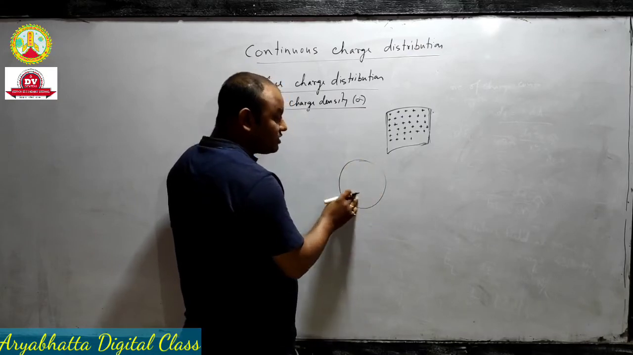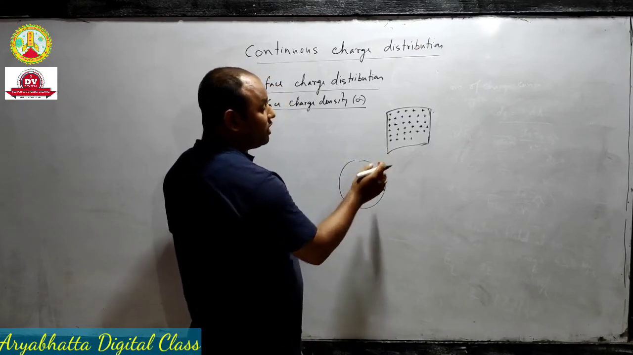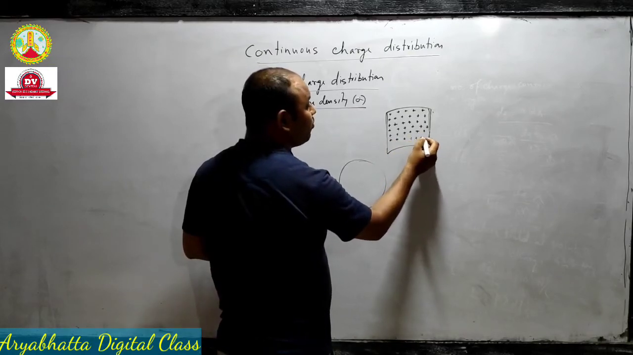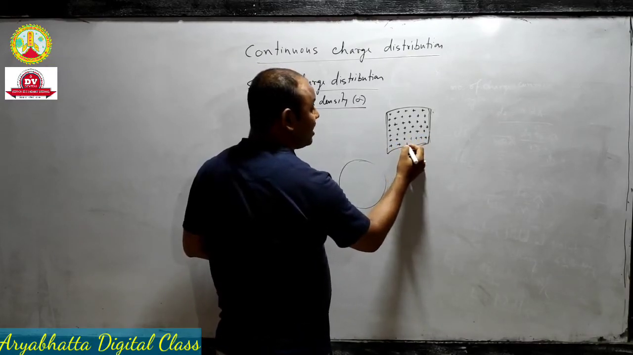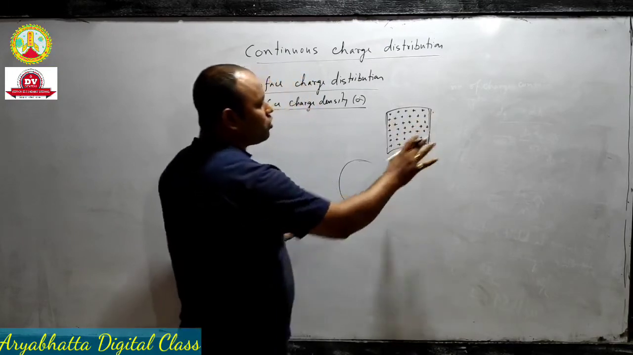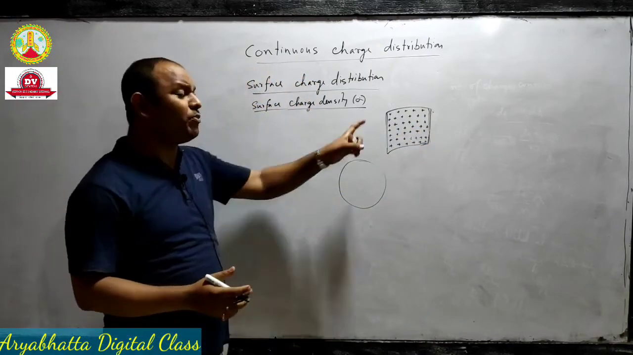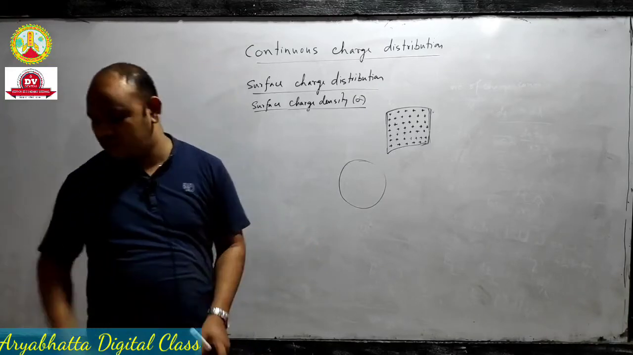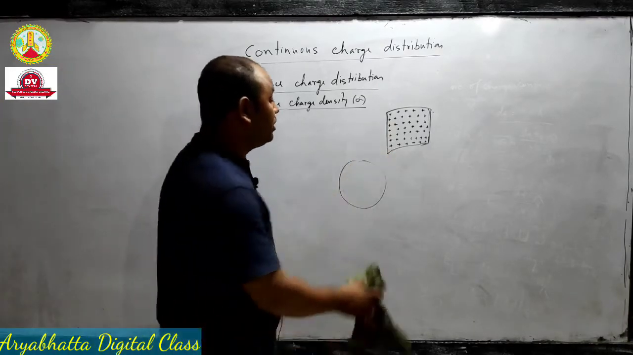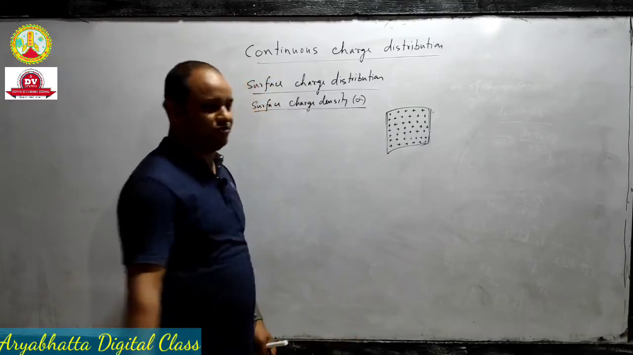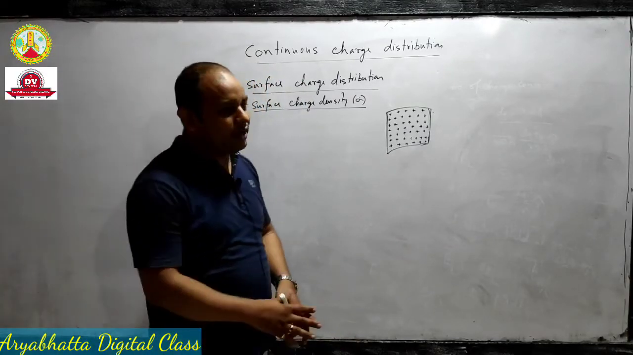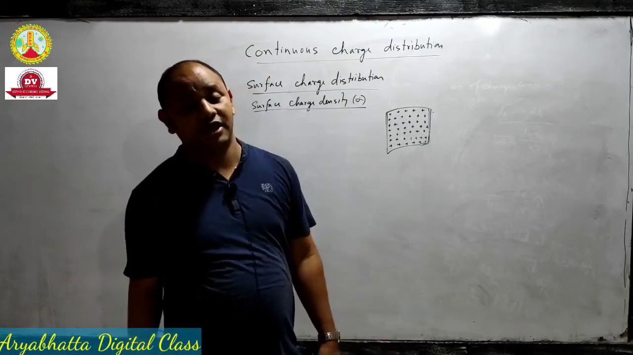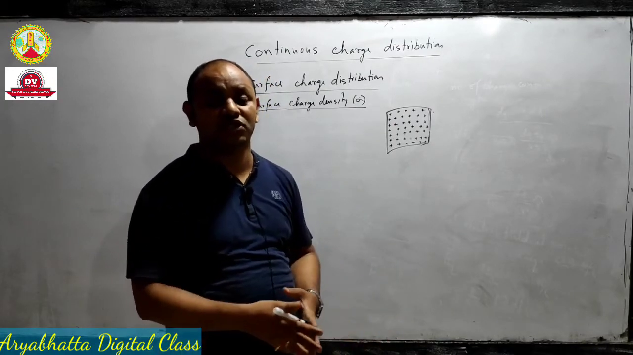The charges are continuously distributed. यहाँ पर मैं तो ऐसे continuously नहीं बना सकता ना, इसलिए मैंने पॉइंट चार्ज दिखाया है. ओके, ये सब पॉइंट है, बट here the charges are continuously, पूरा continuously distributed. ऐसा कोई पॉइंट नहीं है, it is continuously distributed on the surface. इसमें uniformly distribute हो रहा है over this surface. Okay, so when the charges are uniformly distributed over a surface, then it will be surface charge distribution.